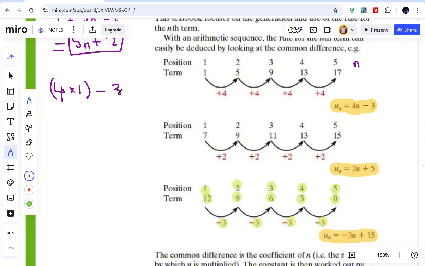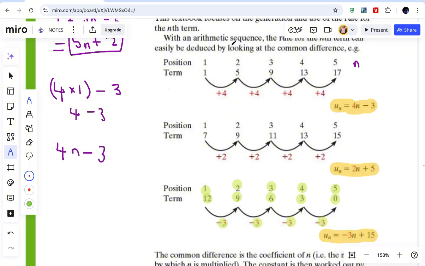Logically, nobody tells you this. You do this with logic. 4 times 1 is 4. 4 minus 3 is equal to 1. So it means the n term will be what now? The n term will be 4 times n minus 3.